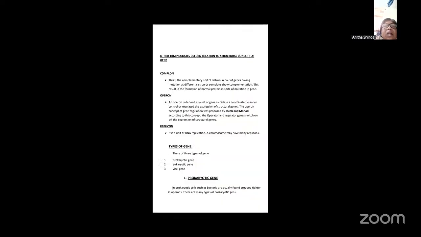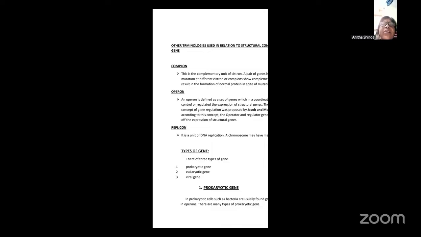Now the other terminologies related to this. These are the three basic regions present in a gene. Apart from these, you also have other terms: one is called the complon, then the operon, and the replicon. What do we mean by complon? Complon is a complementary unit of the cistron. A pair of genes having mutation at different cistrons or complons will show complementation. This will result in the formation of a normal protein in spite of a mutation.